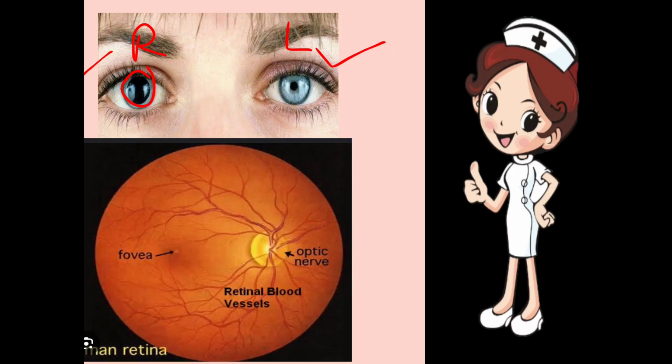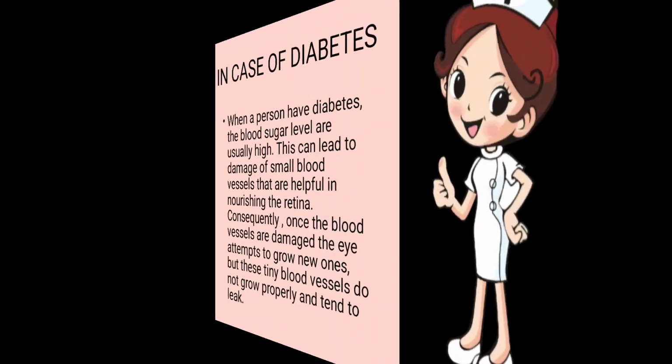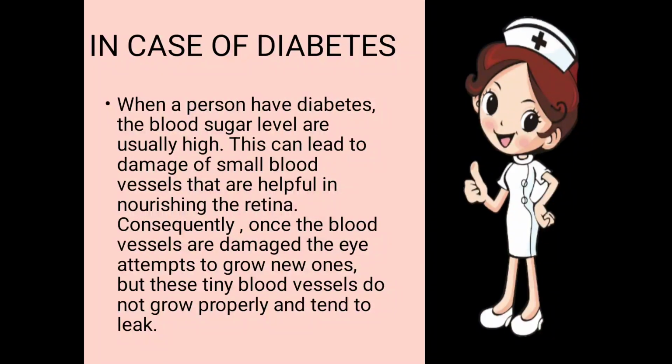If a patient has a normal retina, then we can give the patient the assurance that the vision after the cataract surgery will be very good. There will be no complications or any kind of disease in those parts of the retina. So let's see what will be the case in a diabetic patient.